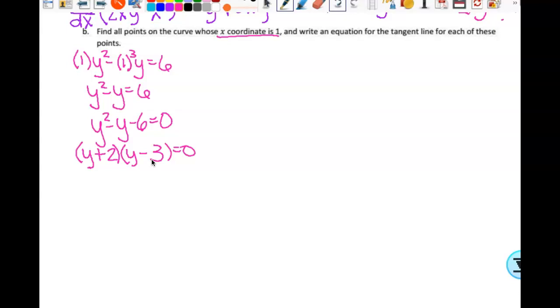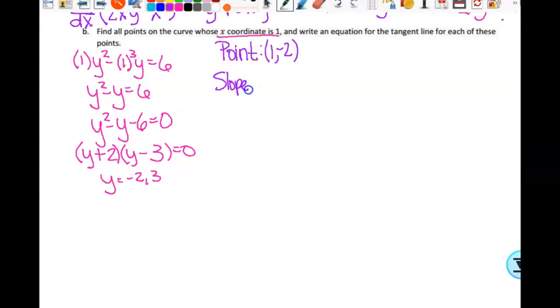All right, so then I know that y is going to be equal to negative 2 and 3, right? So I have 2 y values, which means I'm going to have 2 points. So I'm going to have to write equations for 2 lines, right? So for each one, I'm going to need a point and the slope. So my point here is my x value is 1. My first y value is negative 2. I'm going to need a slope for that.